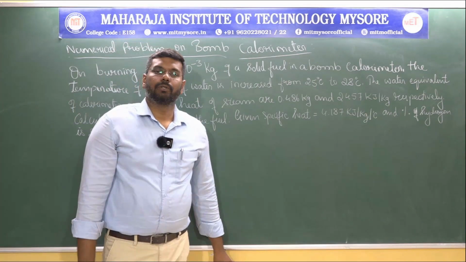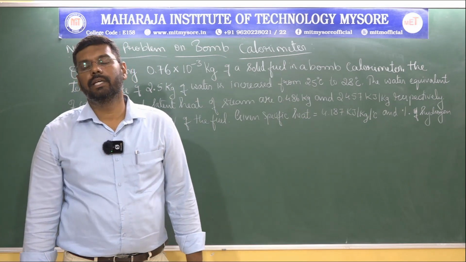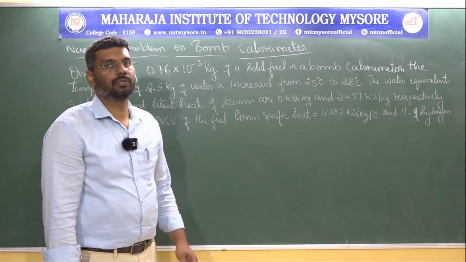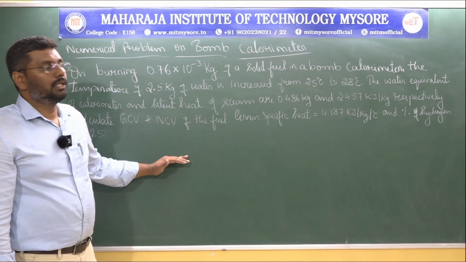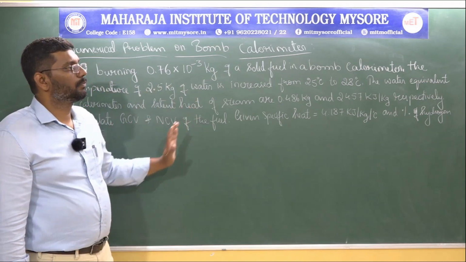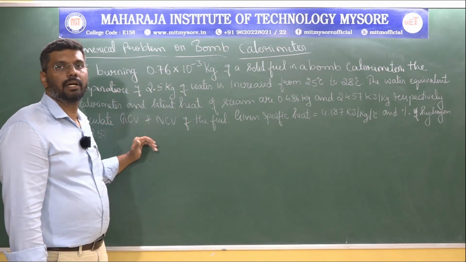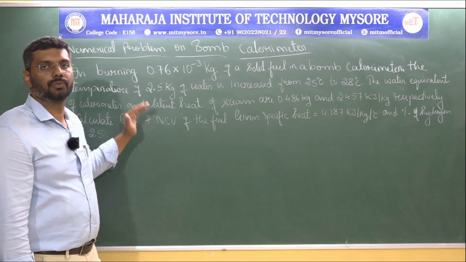As we completed the discussion about construction, working, and the expressions to calculate GCV and NCV, next we shall switch over to the numerical problem on bomb calorimeter. So here I have written one of the problems. By using this data, how we need to calculate the GCV and NCV, that is what we need to do here.